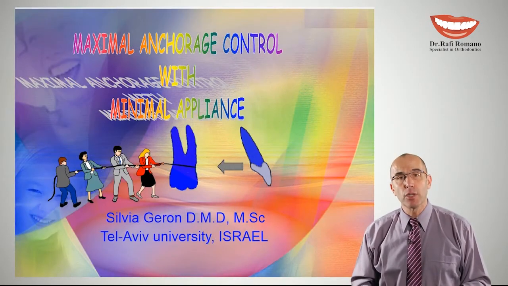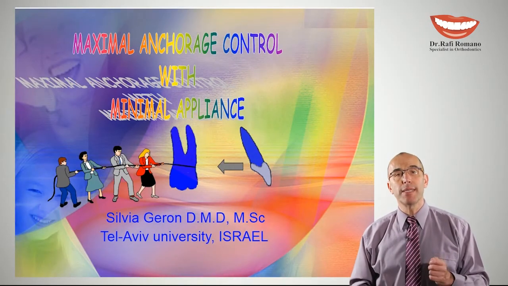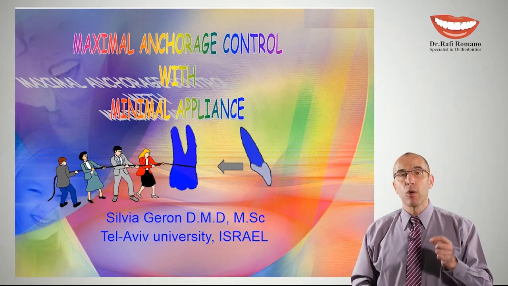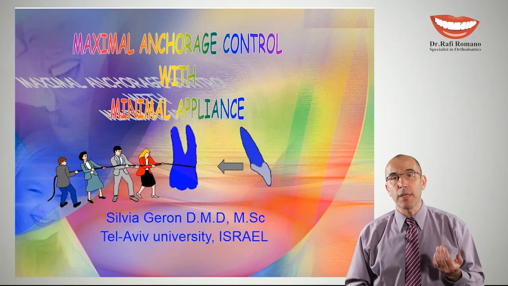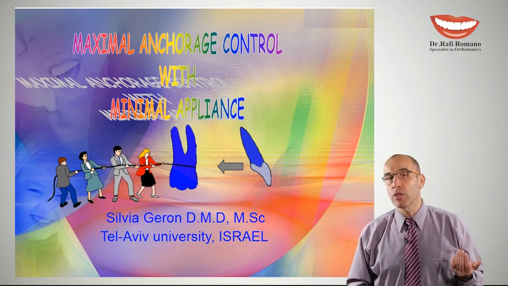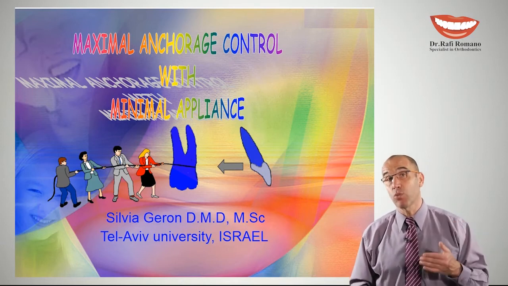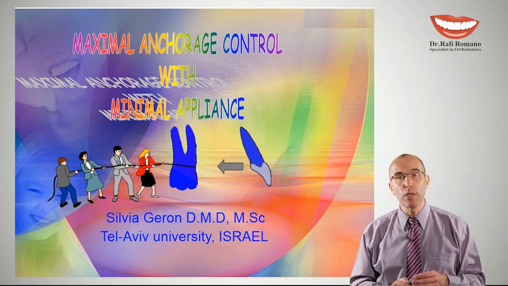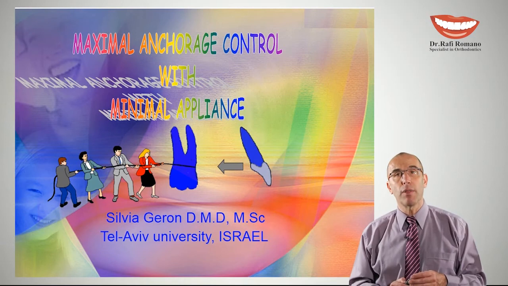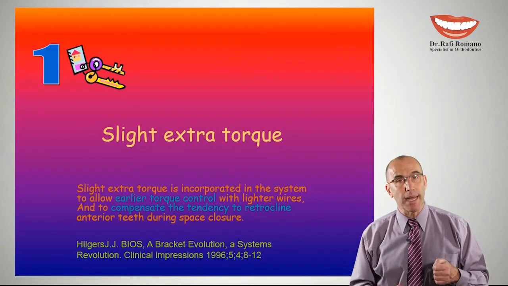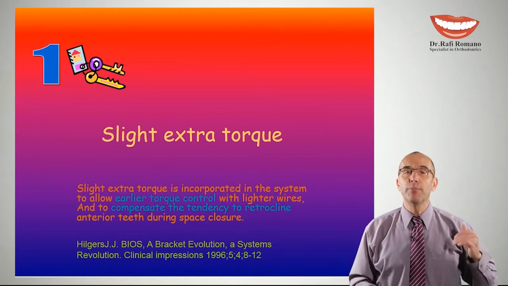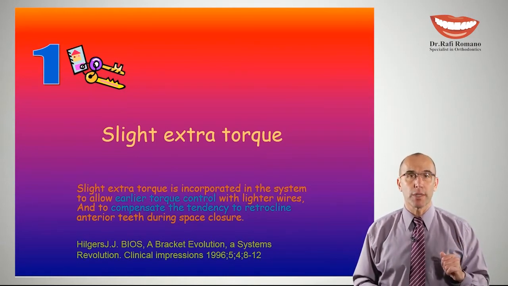Now, anchorage. Anchorage in lingual is very delicate. We have small brackets. We go to the back of the teeth. What happens to the anchorage? Does it get better or does it get worse? This is a nice article published by my colleague Dr. Geron from Tel Aviv University on anchorage with minimal appliance. Now, there are 6 keys to improve your anchorage in lingual orthodontics.